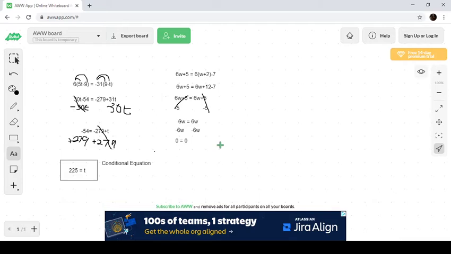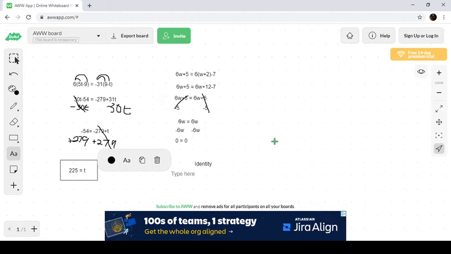Well, what this means is the W doesn't really matter. We can plug anything in for w, and it will balance out. It'll make this equation work. It'll make it true, no matter what we put in there. Okay? So, this is what we call an identity. And in an identity, the answer is that our variable could be all real numbers.